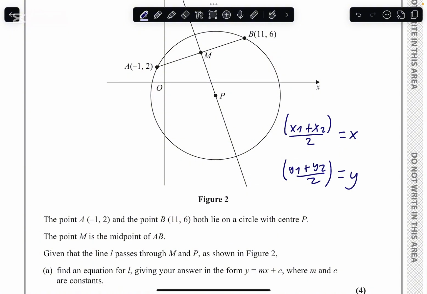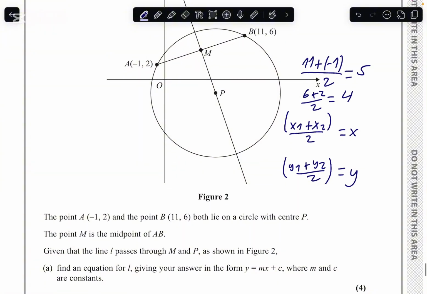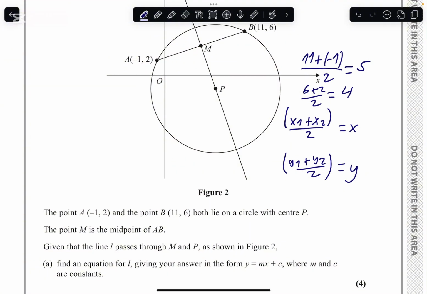Therefore, if we put in the coordinates of A and B, for the x coordinate of M we will do 11 plus -1 over 2. That is 10 over 2, which is 5. And for y, we will do 6 plus 2 over 2, which is 4. Therefore, the coordinates of M are (5, 4).